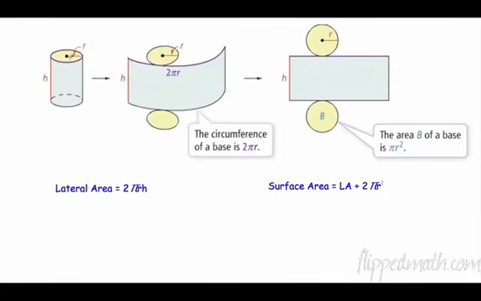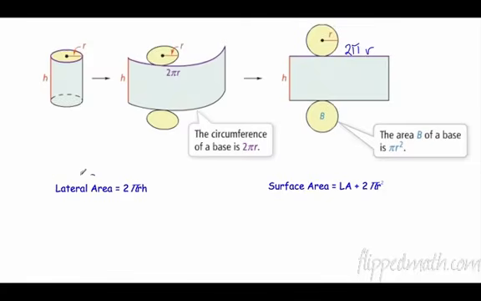And this here, this 2 pi r, what is 2 pi r? 2 pi r is circumference. So I'm just unwrapping the circumference of this circle, and that is our width, right? So length times width. If you want to find lateral area right here, it's just going to be 2 pi r times h.